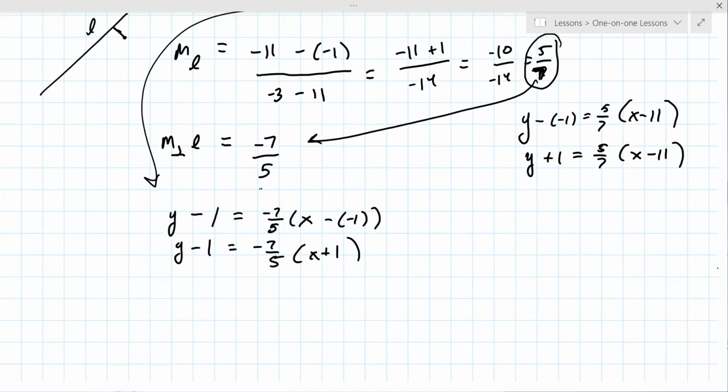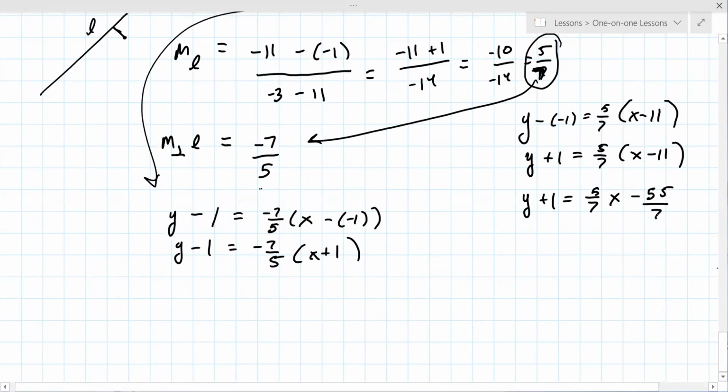So the next thing to do is to solve both of these for y. I'm going to start with the one on the right here. y plus 1 equals 5/7 x minus 55 over 7. And then when you subtract 1 here, it's like subtracting 7 over 7. So y equals 5 over 7 x minus 62 over 7. Really hoping this works out nicely.